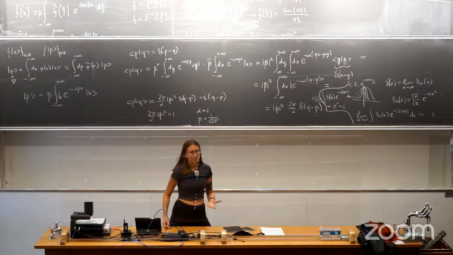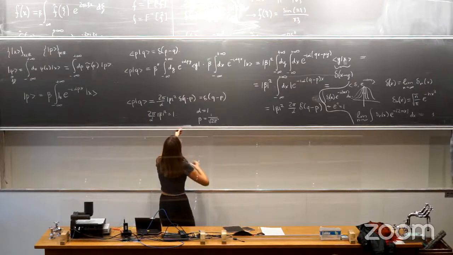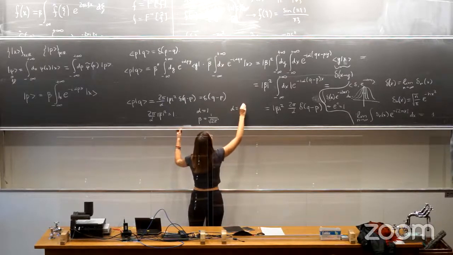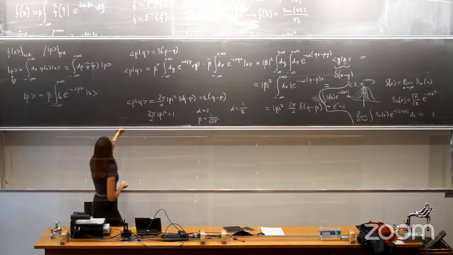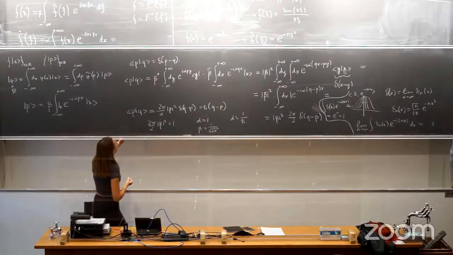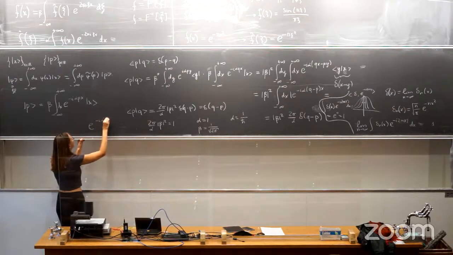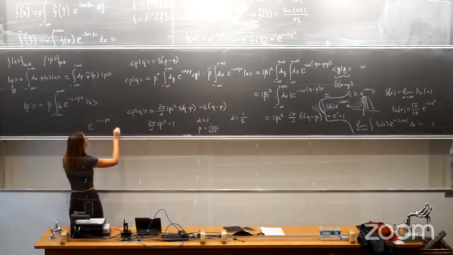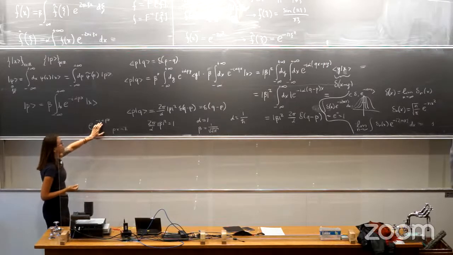Like, for example, here, this would mean that α should actually be 1 over ħ, because in the exponential we have minus iαpx, and the dimension of px is ħ, and we want the argument of the exponential to be dimensionless. Yes.